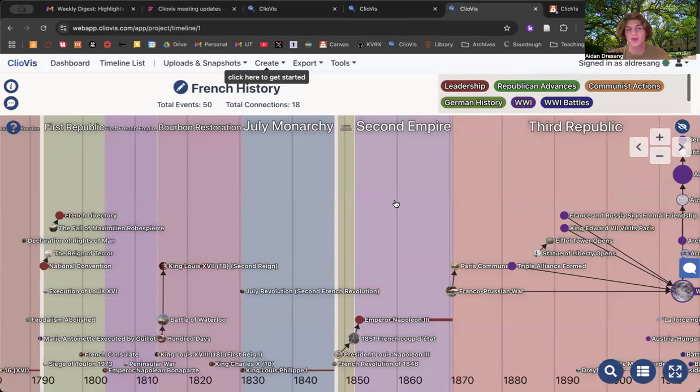And that is a superpower of ClioVis because when you're making timelines, you're having to plot out events and put them in context with each other visually and connect them and write descriptions on them. And just the act of making a ClioVis timeline can really help you prepare for a test. And especially when you're categorizing things and labeling them. So that's the third way you can use ClioVis and I've used it myself, is to create a timeline of events to study for a test.